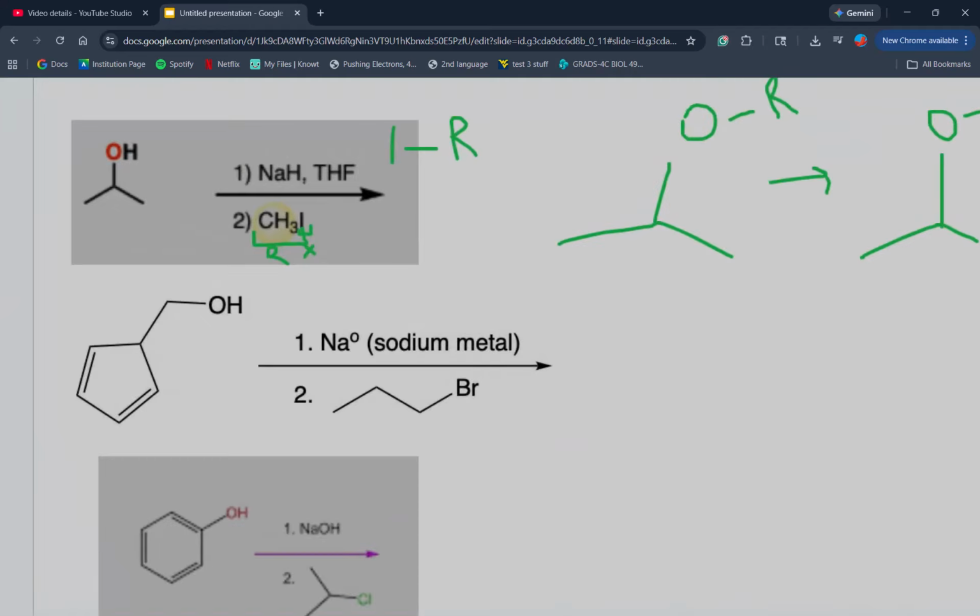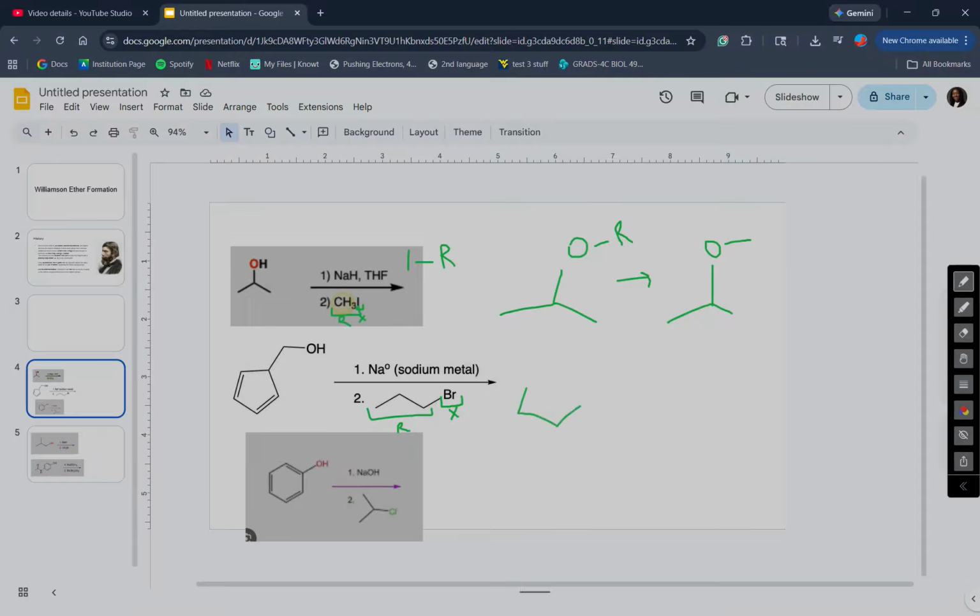And we could do the same thing here as well. So we see this is the X, and then here we have our R group. So again, we know that what's going to be attached is the R group. So we have this, and then here we have 1, 2, 3, 1, 2, 3. This is what we're going to have joining. This is our final answer.